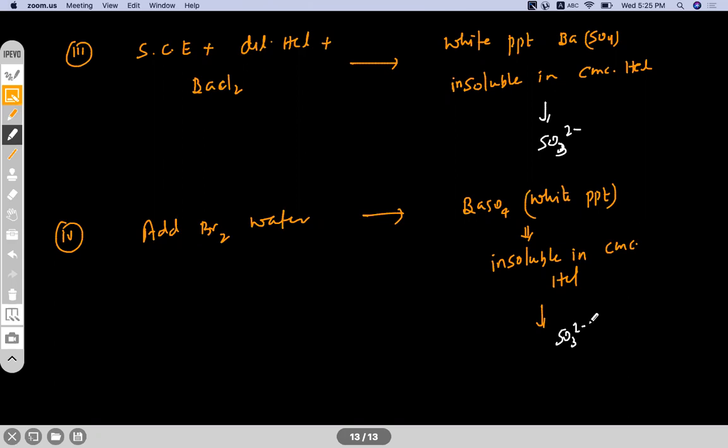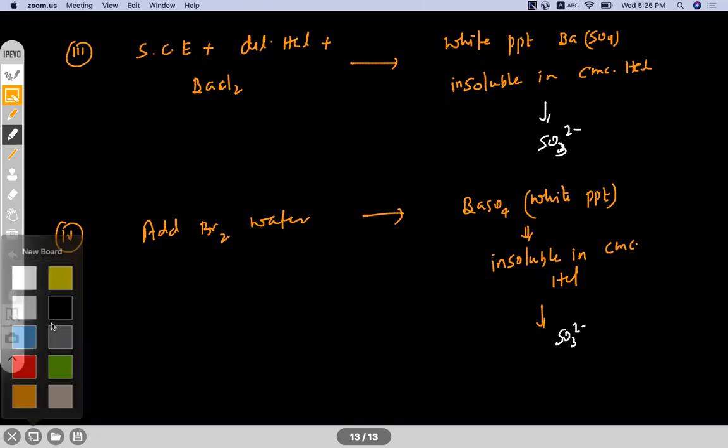Done. So it is insoluble in sulfite ion, which confirms the presence of sulfite ion over here. So these are the testing things we have in the lab. What are the chemical reactions involved? We can write down one or two chemical reactions. I'll write down the important one.